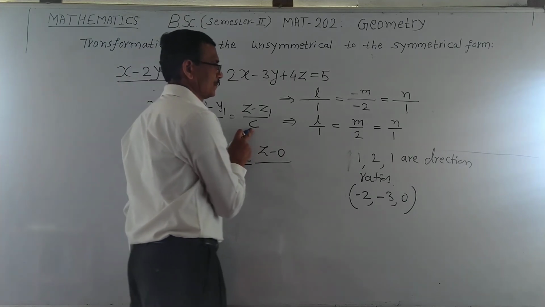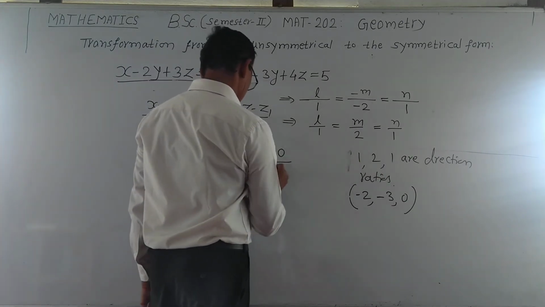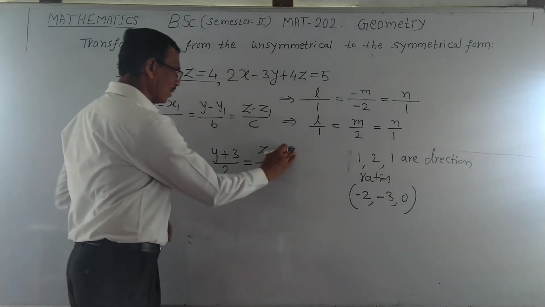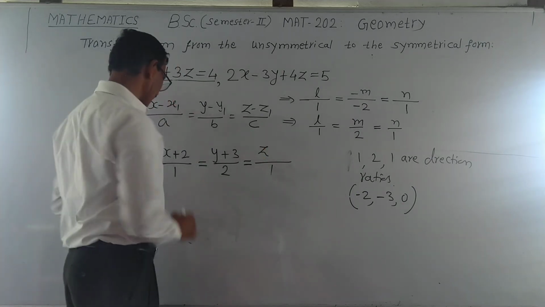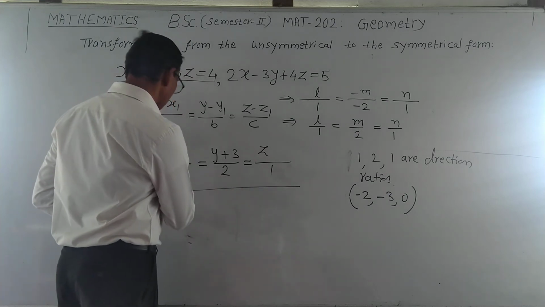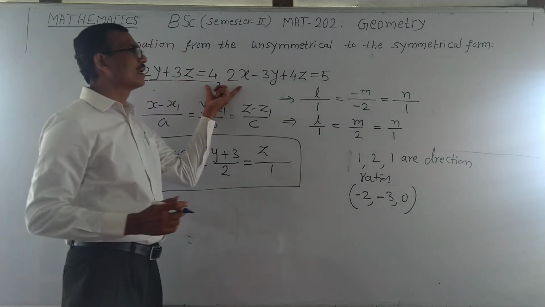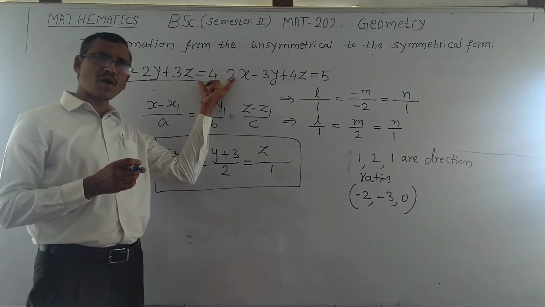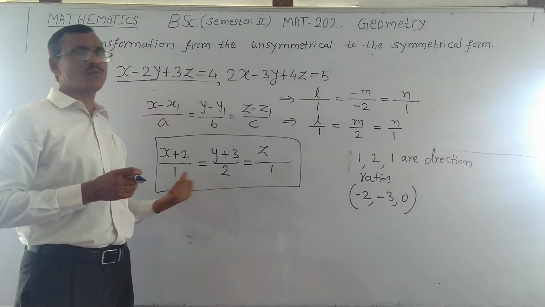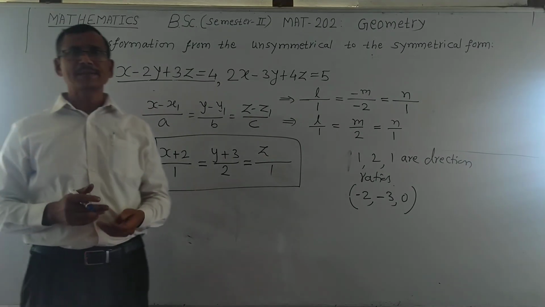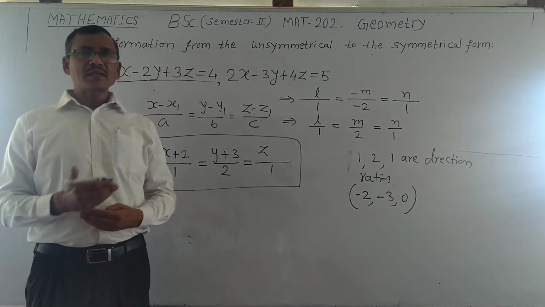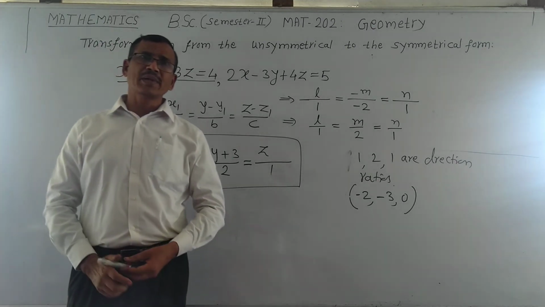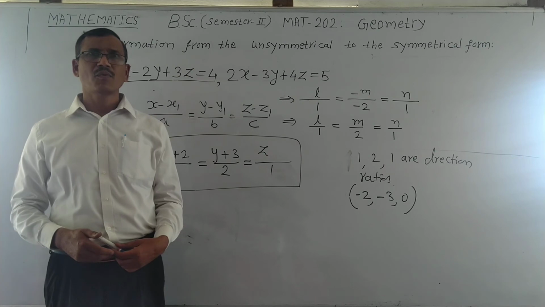c is 1, or z minus 0 upon 1, or you can write only z upon 1. This is the required symmetrical form of the given equation. This is the given equation of a line in unsymmetrical form, which can be written in symmetrical form in this manner. Okay? You can convert any line which is given in unsymmetrical form to the symmetrical form.